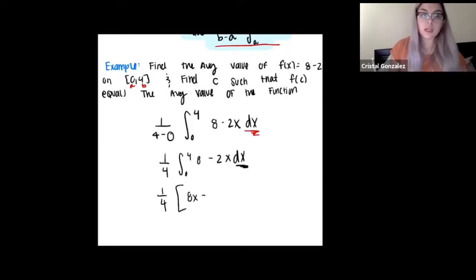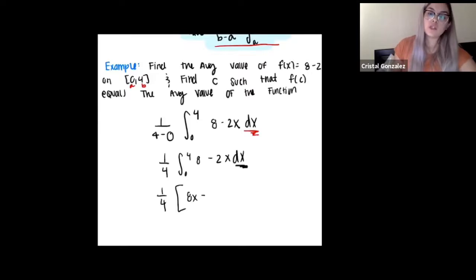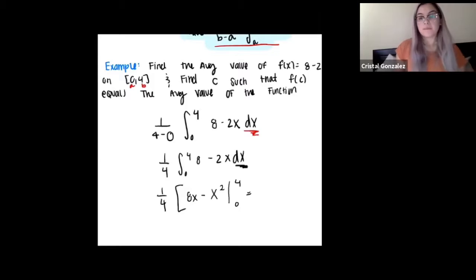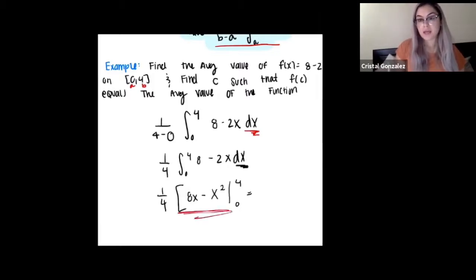And then here we'll get negative 2x squared, and then divide by 2, which would cause that to be just x squared. And we're going to evaluate this from 0 to 4. Okay, and so now what we need to do for this piece is apply the fundamental theorem of calculus part 2, or the evaluation theorem.